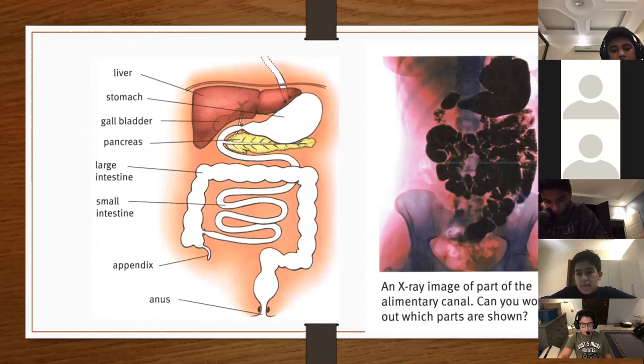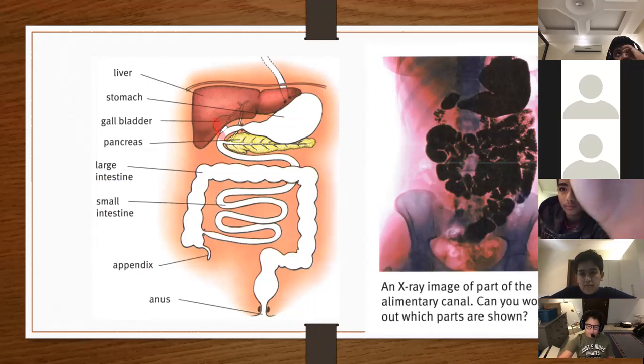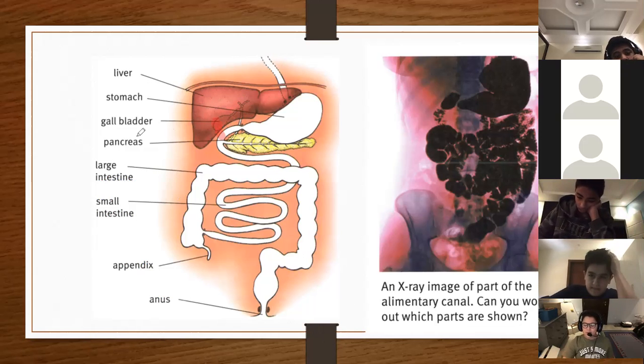So let me grab a pen. Let's see this. So the gallbladder is over here. All the juices that are going to come out from the liver are going to be through the gallbladder, and the pancreas is here. And when they release their juice, it's not going to be in the stomach, it's going to be in the intestine, the small intestine.